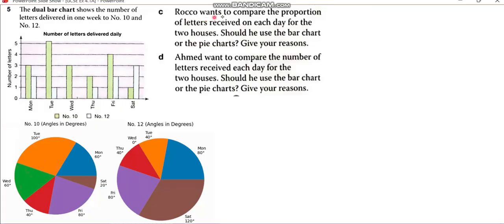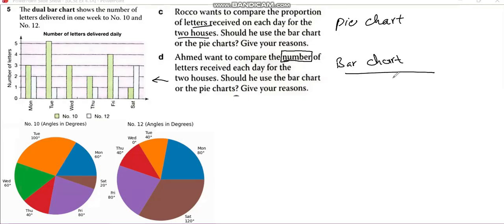So if Rocco is comparing the letters received on each day for the 2 houses, and he is basically comparing the proportion, he should use the pie chart, because he is not looking for the exact number of letters delivered to these 2 houses. On the other hand, Ahmed wants to compare the number of letters received each day for the 2 houses. So we need to be very careful here. Ahmed wants to compare the numbers of letters. So for the actual numbers, he should choose the bar chart or bar graph, because he needs the information in actual numbers.